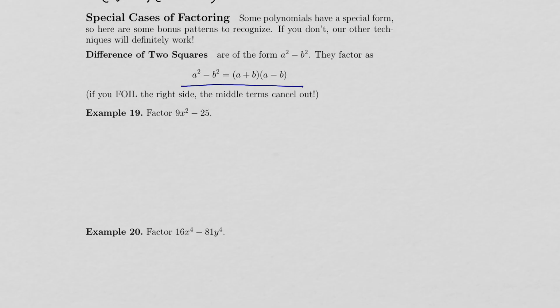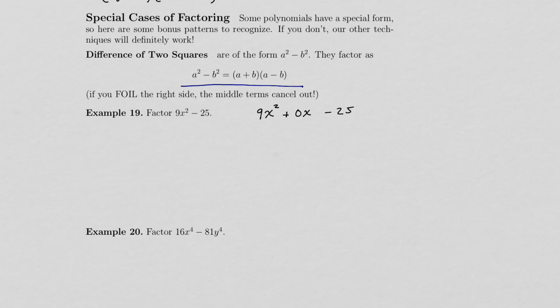Okay? If you don't want to do that, you could use the techniques that we learned here. Let's look at this first example. I have 9x squared. There's no x term, right? So you can think of that as 0 times x. The b is 0 in this case, minus 25. So we could use the techniques that we learned earlier.